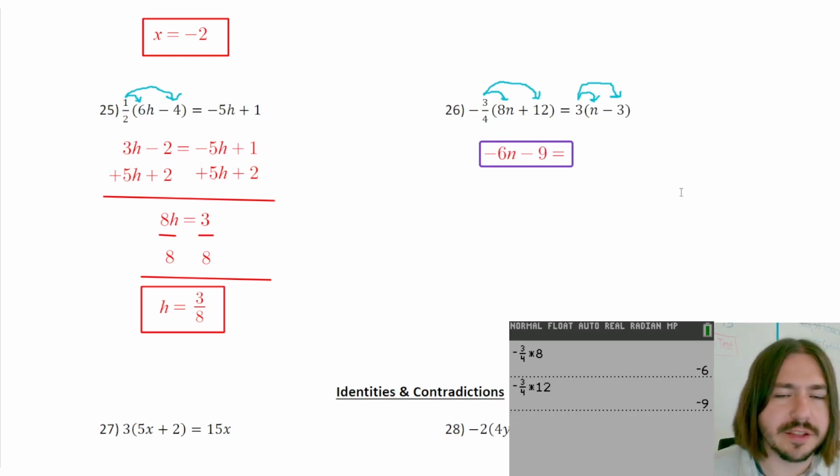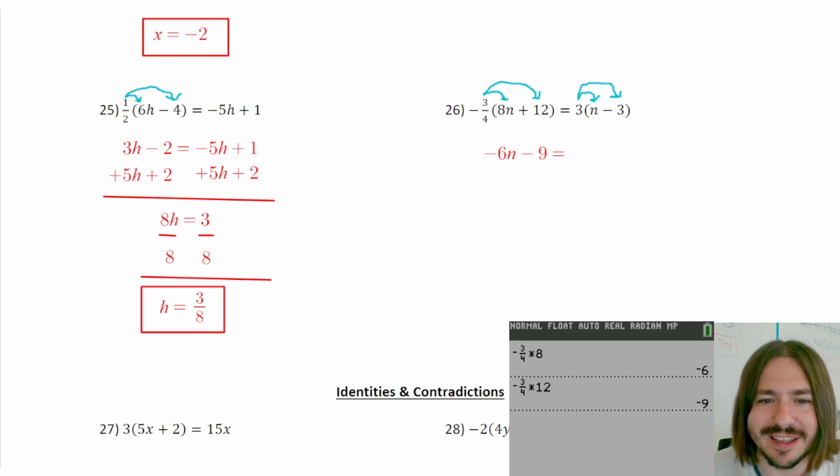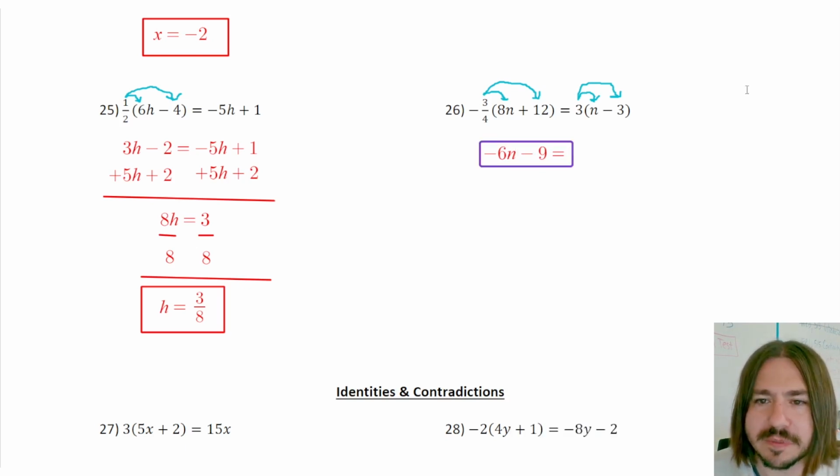On the right-hand side, this will be a little bit easier to do mentally, so we don't really need the calculator for this one. Go ahead and close that out so it doesn't take up too much space. 3 times n is just 3n, and then 3 times negative 3 is going to be negative 9.